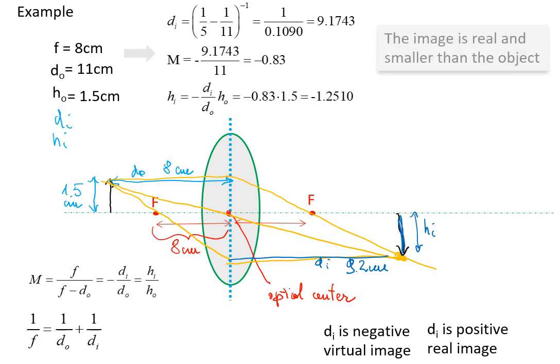And finally, the image is real, and hi is equal to minus 1.25. And this hi is minus because the imaged object is below the principal axis.